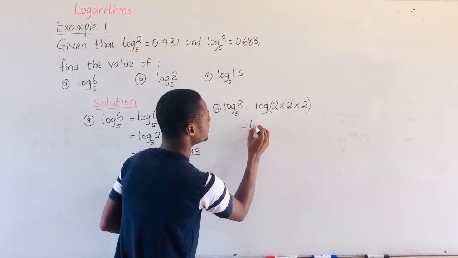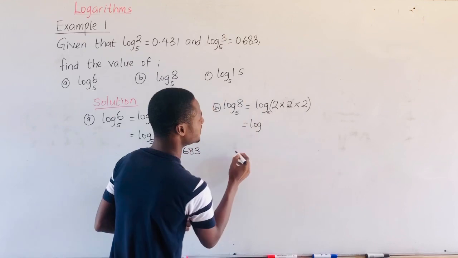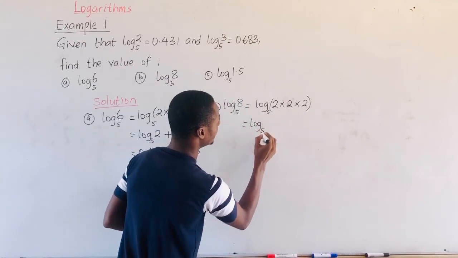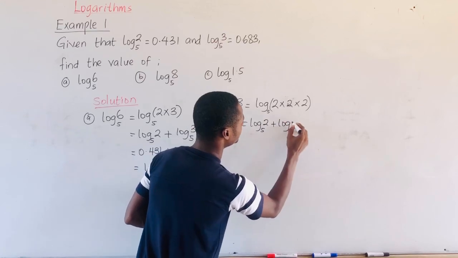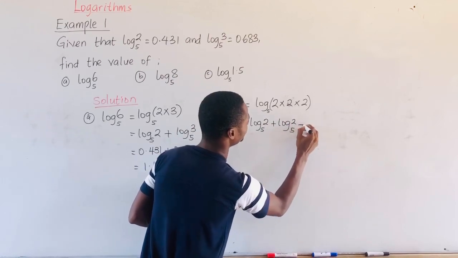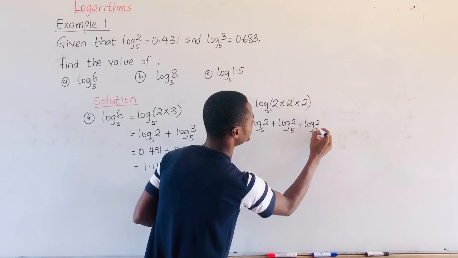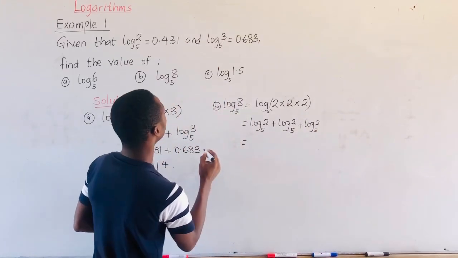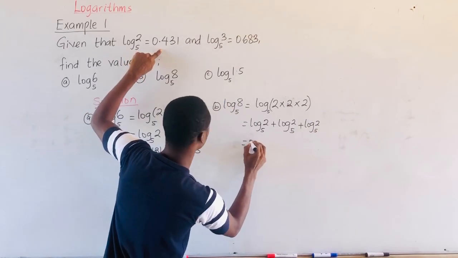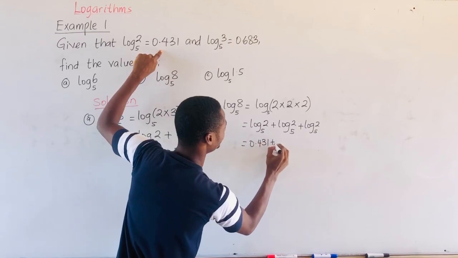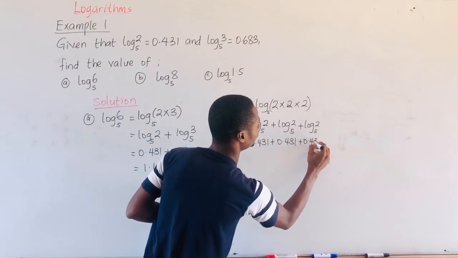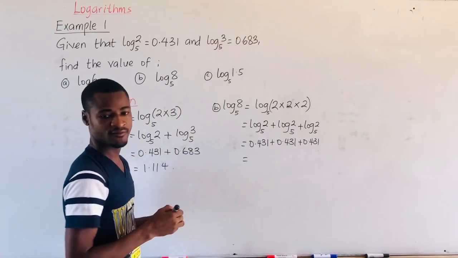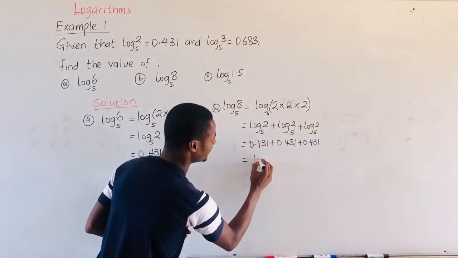And that will give us, since they have the same base, log 2 to the base 5 plus log 2 to the base 5 plus log 2 to the base 5. And that will give us, log 2 to the base 5 is given in the question. And we can use the calculator.